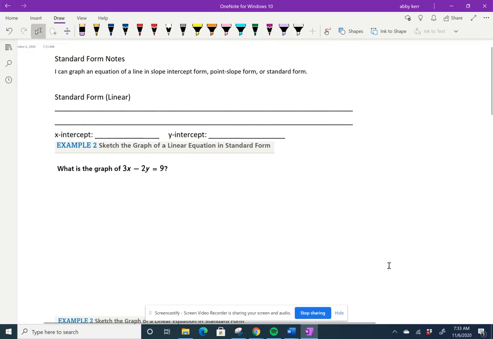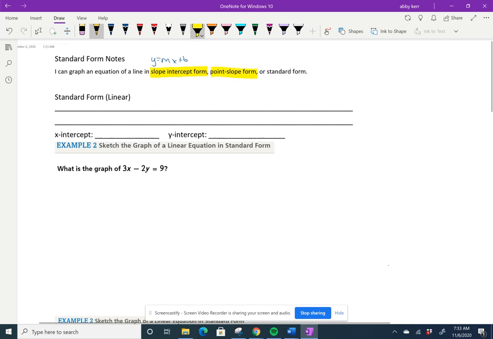In today's notes, we are going to learn about standard form. The learning target that this covers is I can graph an equation of a line in slope-intercept form, point-slope form, or standard form. So notice that we've already discussed slope-intercept form, which is y equals mx plus b.